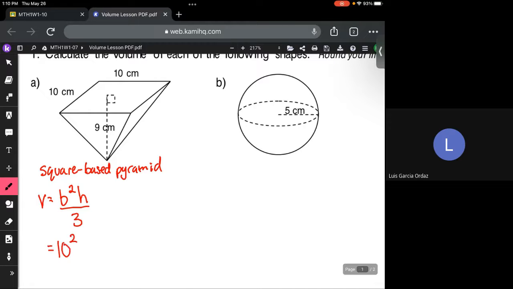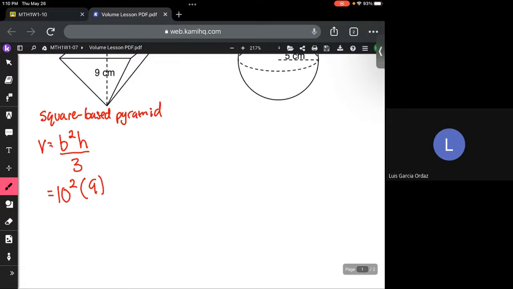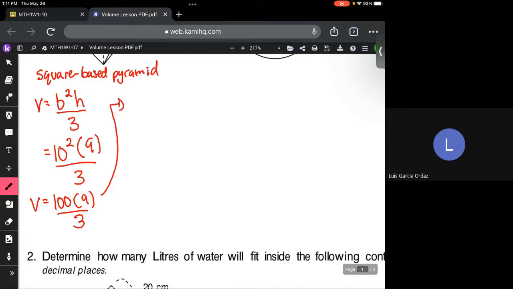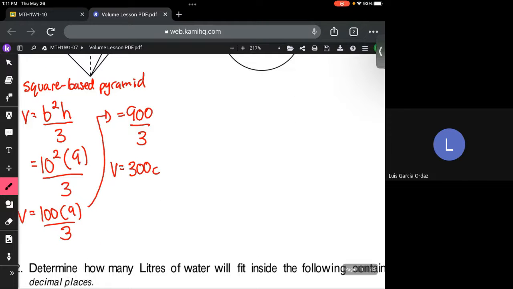What's my height? 9 divided by 3. What's 10 to the power of 2? 100, times 9 divided by 3. So I know 100 times 9 is 900, divided by 3. Laura, can you ask Siri what 900 divided by 3 is? It's 300. So volume is 300. What is it? Centimeters cubed. So when we're finding volume, we're using centimeters cubed, meters cubed, whatever cubed.